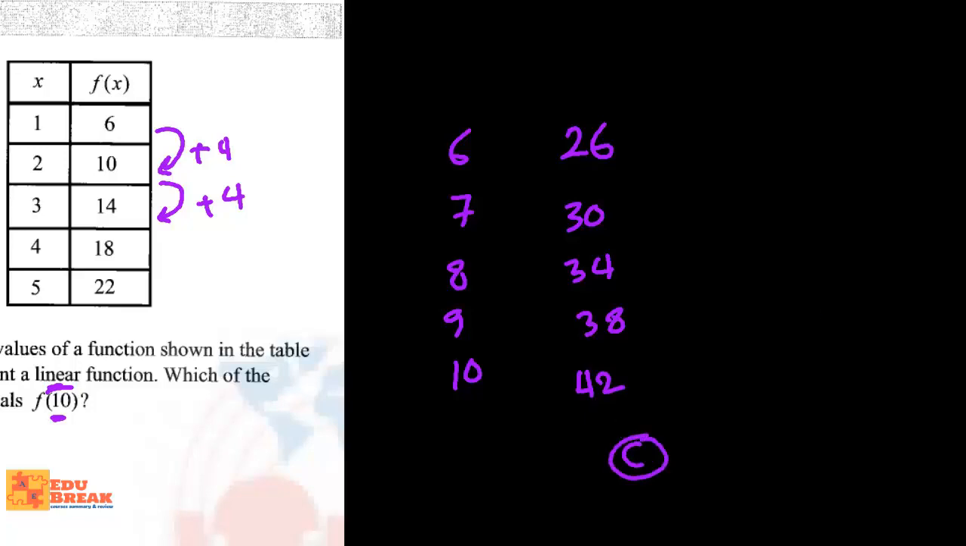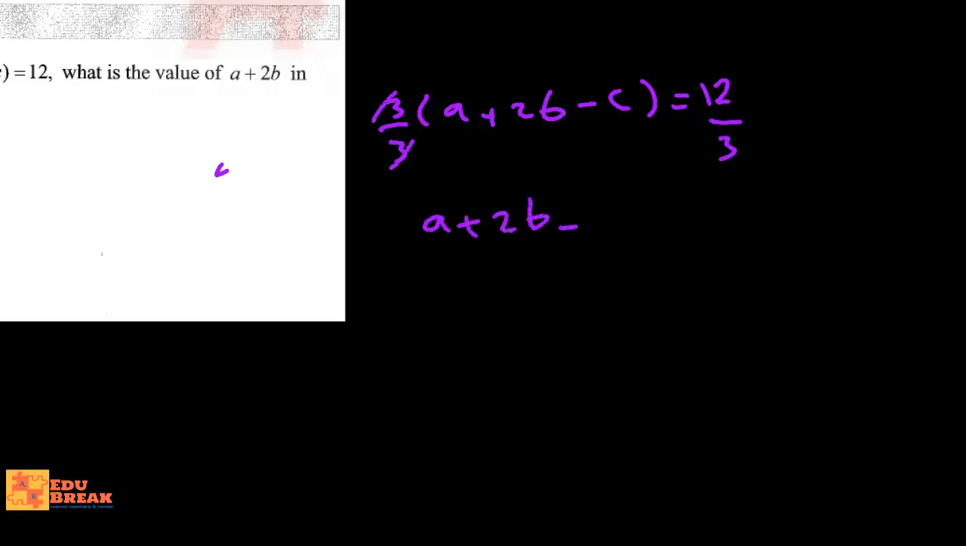Next question. Question 2: 3 times (a plus 2b) minus c equals 12. What is the value of a plus 2b in terms of c? Okay, we have 3 times (a plus 2b) minus c equals 12. We divide both sides by 3. So we have a plus 2b minus c equals 4.